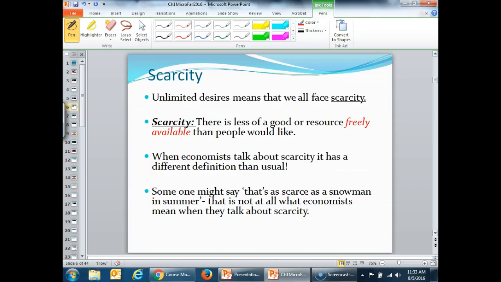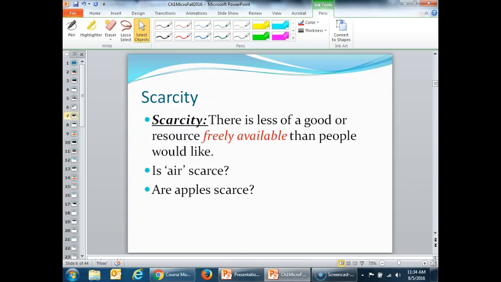All right. So basically what we've got is this idea of scarcity, so important. And scarcity means something totally different than it does to normal people, because now we're economists. So scarcity means that there is less of a good or resource freely available than people would like. It has a totally different definition than usual.